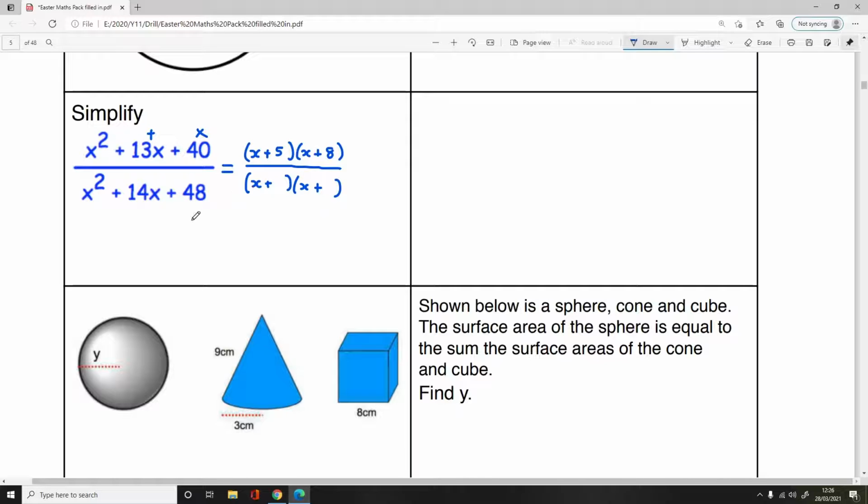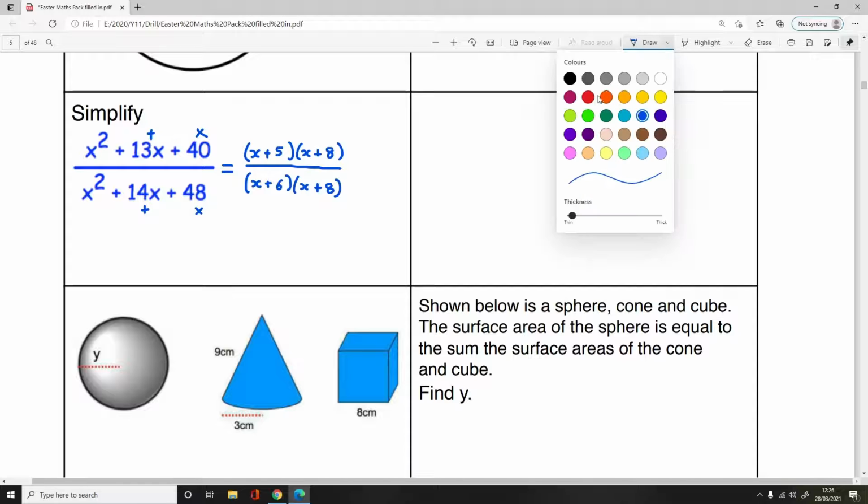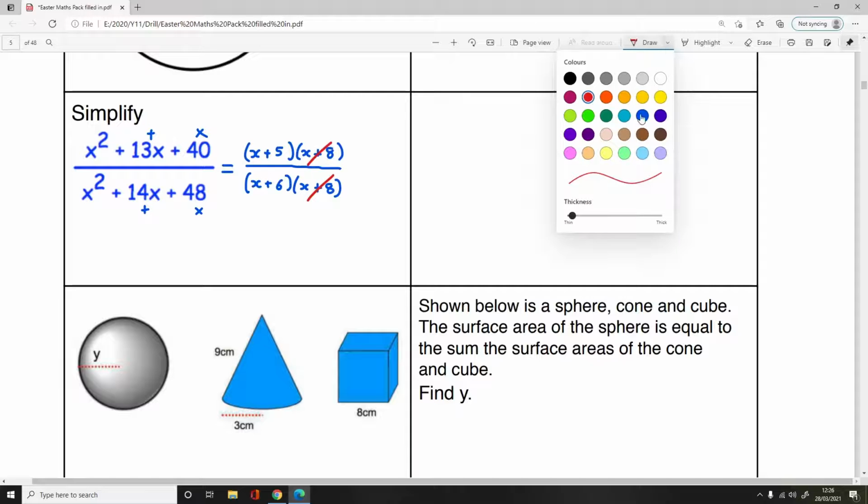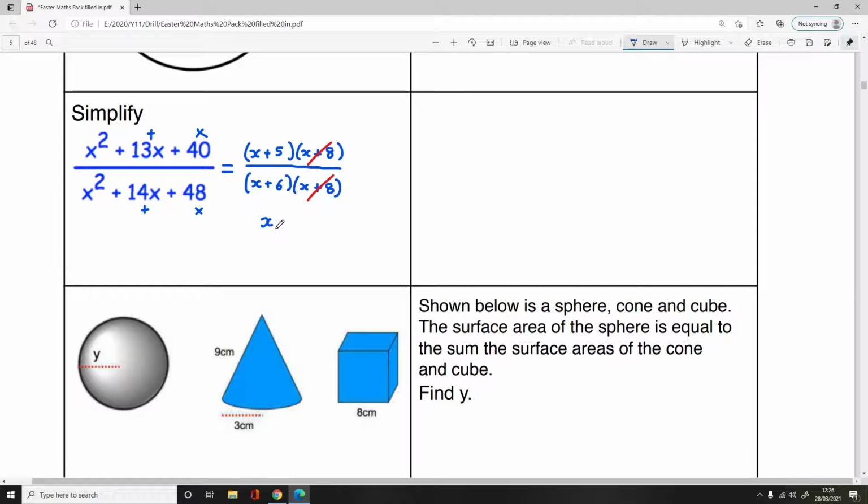We want numbers that add to 14 and times to 48 on the bottom, and those will be 6 and 8. And you generally know you've done the right thing when 2 of them cancel out, which allows us to simplify what's left over, which gives us our final answer of x plus 5 over x plus 6.